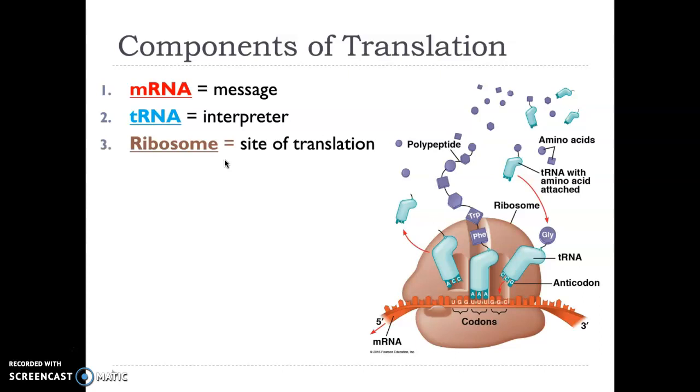And then you've got the ribosome, which is where it's all going to take place. And you've got amino acids that are going to be brought to the ribosome. And that's where tRNA comes into effect too. tRNA is going to be like the taxi cab that is going to pick up the correct amino acid and bring it to the ribosome in the correct order.